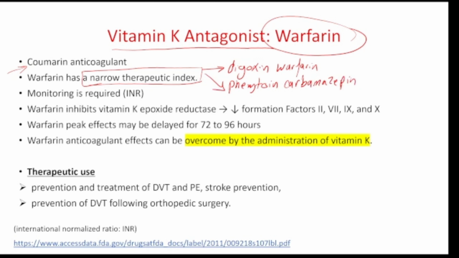We need to understand this, and I refer students to pharmacokinetics to understand what narrow therapeutic index means. But here that means we are very close. The definition for warfarin: the effective dose of warfarin is very close to the toxic dose. Any change in this, this is the effective dose here.